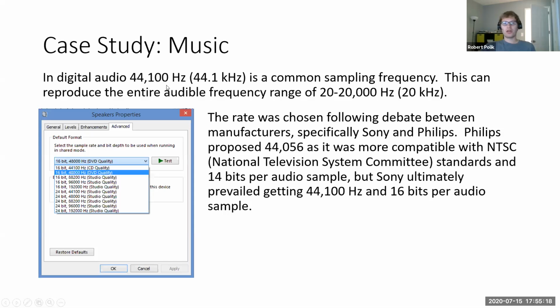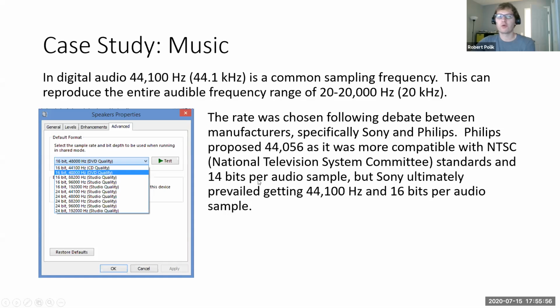And so in practice, this is how it's done. Digital audio is stored at a frequency of 44,100 hertz, most commonly at least. And this is more than twice the entire audible frequency. So if you have an analog signal, it gets it all, baby. This rate, there's a fun story behind how it was chosen. Sony and Philips are two makers of various storage media, including VHS tapes. And so Philips wanted it to be 44,056 because this was compatible with NTSC standards, National Television System Committee, including how things were encoded onto VHS tapes, but also how television signal was encoded.